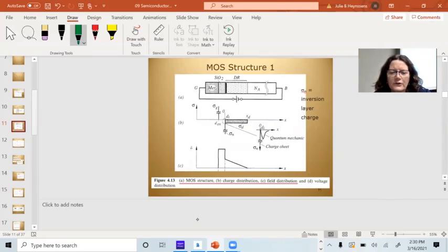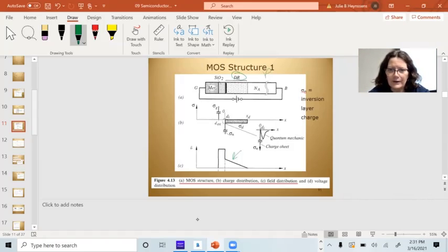Here's the MOS structure. Here's the charge distribution. Now I've got a lot of electrons in this region right here, because this is an N-type sub, it's an NA. I've got, oh, this is the depletion region, never mind. This is DR, which stands for depletion region.